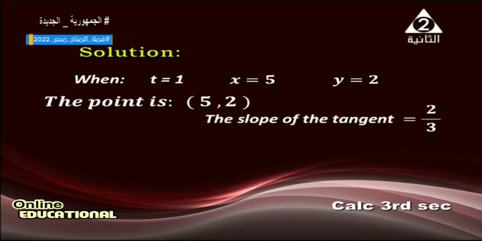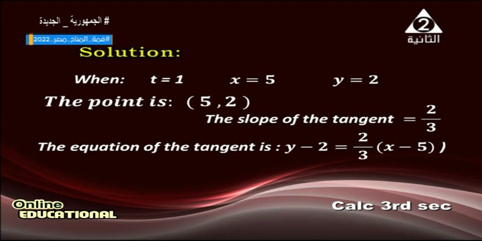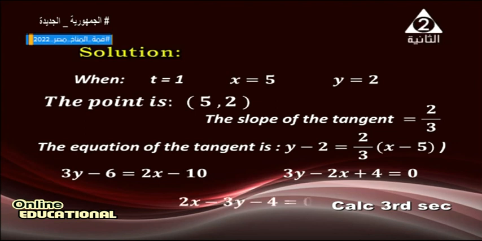Now we have the slope of the tangent is 2 over 3, and the point is (5, 2). Then the equation of the tangent is y minus 2 equals 2 over 3 multiply (x minus 5). Then 3y minus 6 equals 2x minus 10. And we can get the relation 3y minus 2x plus 4 equals 0, or 2x minus 3y minus 4 equals 0. This is the equation of the tangent of the curve at t equals 1.